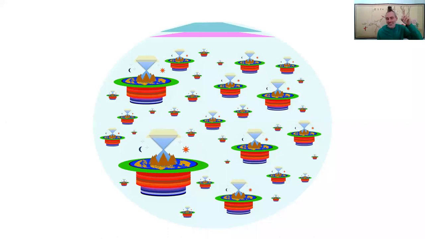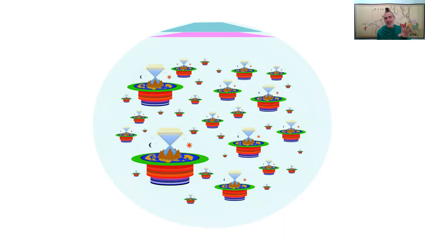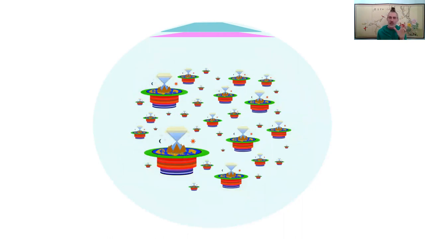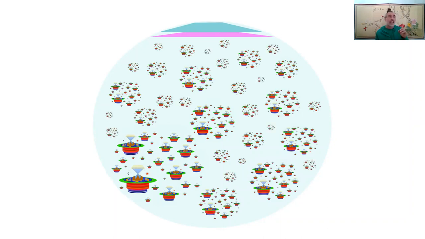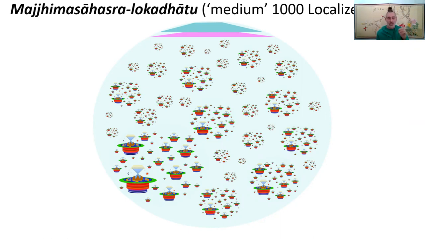If you're in the third dhyana heaven, even a Chula Sahasra Lokadhatu, even a collection of 1,000 worlds starts to look a little small. In fact, from the vantage point of the third dhyana heaven, you do exist not just in the localized realm of 1,000 worlds, but you actually exist within a localized realm of 1,000 collections of 1,000 worlds. And so this 1,000 collections of 1,000 worlds is called a majjhima sahasra lokadhatu, a medium 1,000 localized realm.